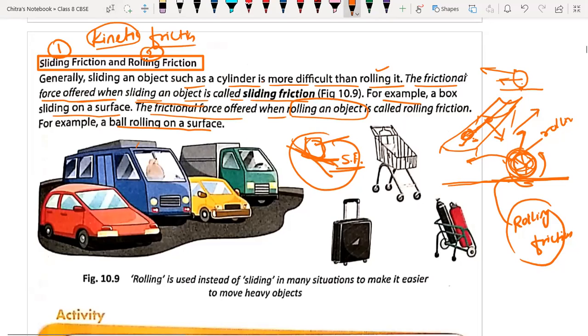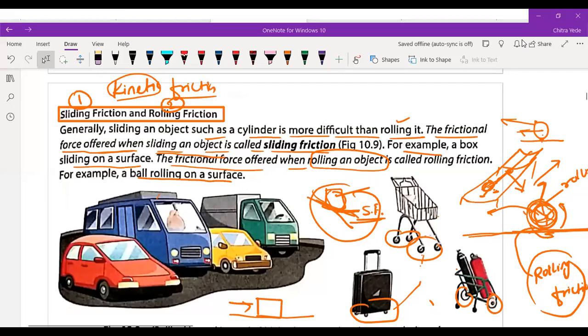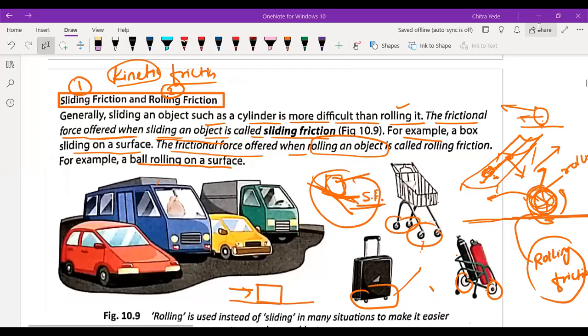See here, we have the wheel in all three diagrams: in the bag, in the shopping cart, even in the carrying cart. All the wheels are there, so they are rolling on the surface, so they are applying rolling friction. But suppose you are pushing an object, here we have the object and here we have the surface. If you are pushing that object, it is sliding friction because it is going to slide on the surface. Is it?